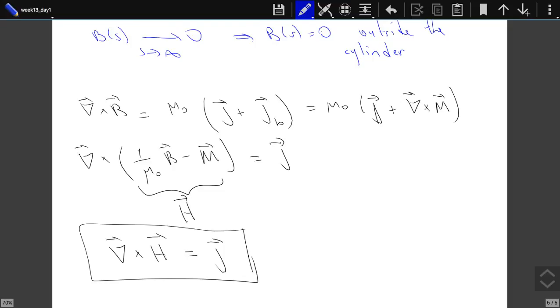It is analogous to displacement. If you remember, the displacement field was the electric field plus the electric field created by the bound charge density. Similarly, this H is created by the B field and also the bound current density.